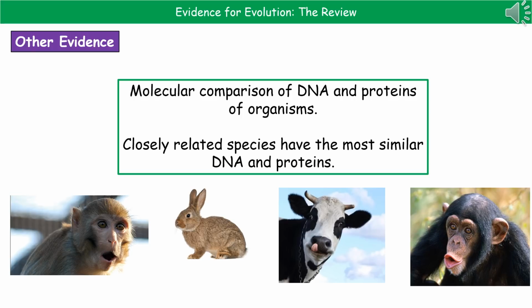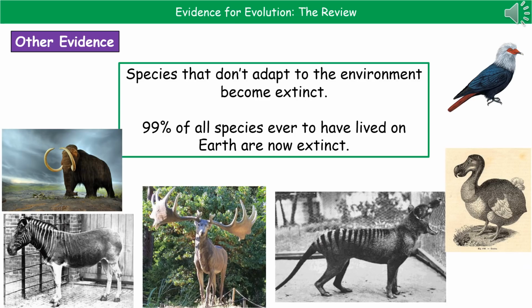The last way that we can get evidence for evolution is through the molecular comparison of DNA and proteins of the different organisms. And the reason we can now do this is because our technology has actually advanced quite a lot in science that allows us to carry out this comparison on the molecular level. And what we find when we do this is that any of the closely related species will have the most similar DNA and protein structures. So this means that from the analysis of the DNA and the proteins of those different organisms, we can piece together the ones that are most closely related and then build up a better family tree from that information.